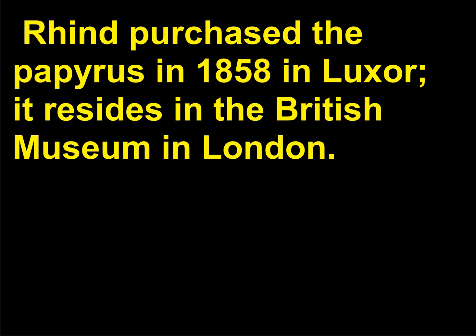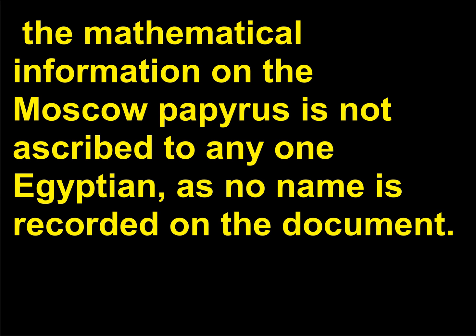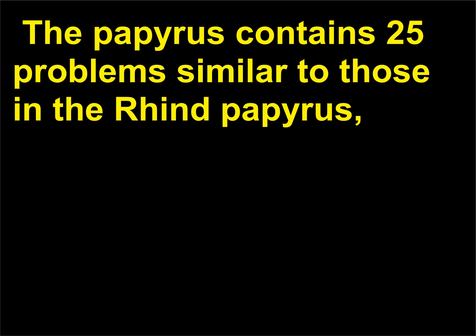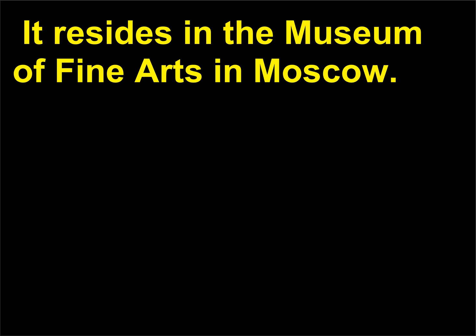Written around the 12th Egyptian dynasty, and named after the Russian city, the Moscow papyrus is the second. The mathematical information on the Moscow papyrus is not ascribed to any one Egyptian, as no name is recorded on the document. The papyrus contains 25 problems similar to those in the Rhind papyrus, and many that show the Egyptians had a good grasp of geometry, including a formula for a truncated pyramid. It resides in the Museum of Fine Arts in Moscow.